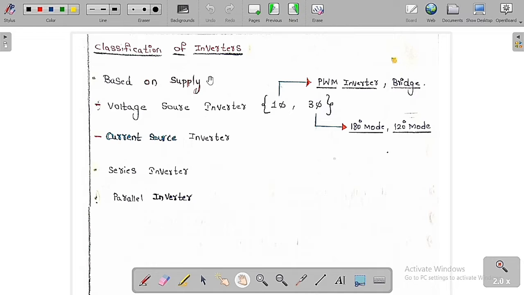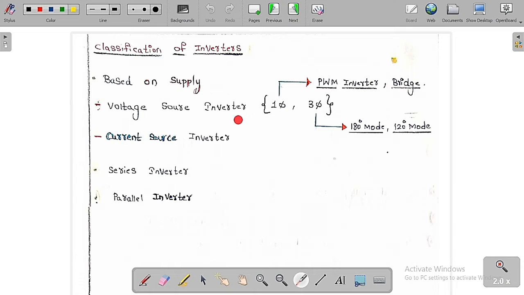So let's get started. In this lecture, we are going to learn about the inverters. The first topic is the classification of the inverters. We are going to classify the inverters based on two things. Based on supply, we are going to classify the inverters into two types: voltage source inverter and the current source inverter.